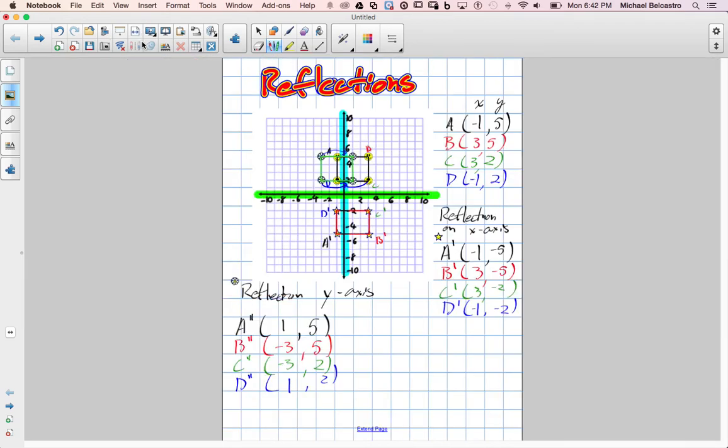It can be hard visually, but the easiest way to remember it is if we're flipping on the x-axis, all the x's stay the same, and we just invert the y values. If we're flipping on the y-axis, all the y's stay the same, and we flip all the x values.